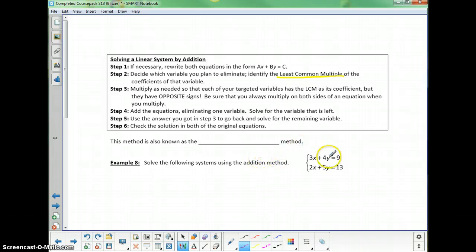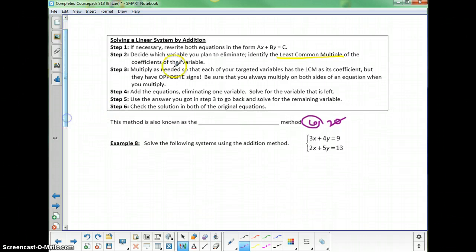Okay, the least common multiple of the x's right here, 3 and 2, is 6. I could make those both 6's. Or for the y's, 4 and 5, I could make those both 20's. If you had to choose between making them both 6's and making them both 20's, you'd probably pick the 6, purely because it's a smaller number. I'm going to be working with smaller numbers when I do this. So that's what I'm going to choose. I'm going to make these both 6's.